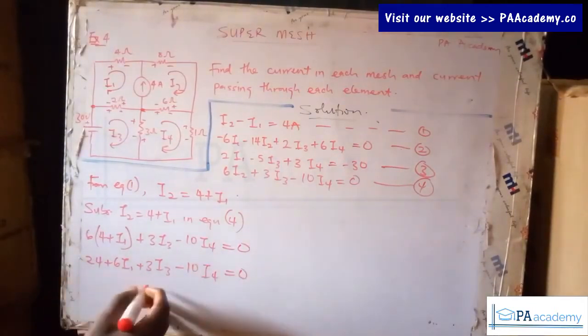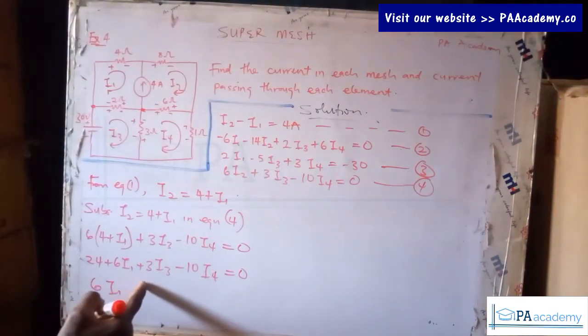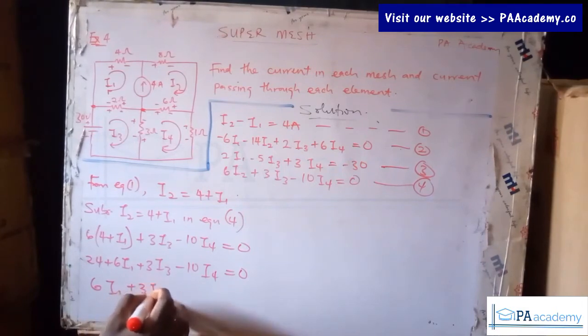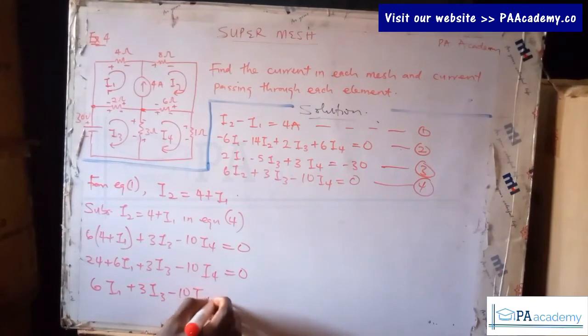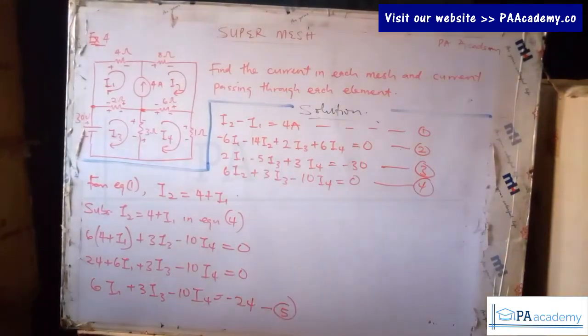So if we rearrange this, we are going to have 6I1 plus 3I3 minus 10I4 equals minus 24. So let's call this equation 5. Are we following?